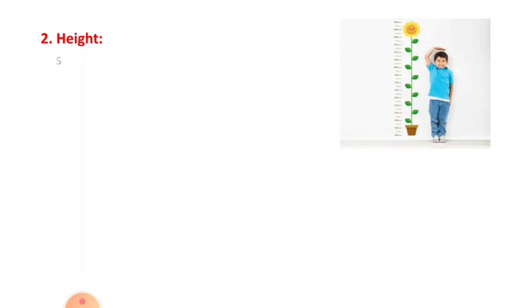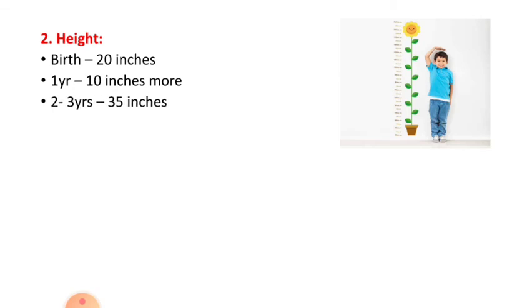Next one is height. The average height of an Indian baby at birth is around 20 inches. A 1-year-old baby is 10 inches more than his or her height at the time of birth. A 2-year-old measures around 35 inches in height. Thereafter, the child grows approximately 3 to 4 inches every year.